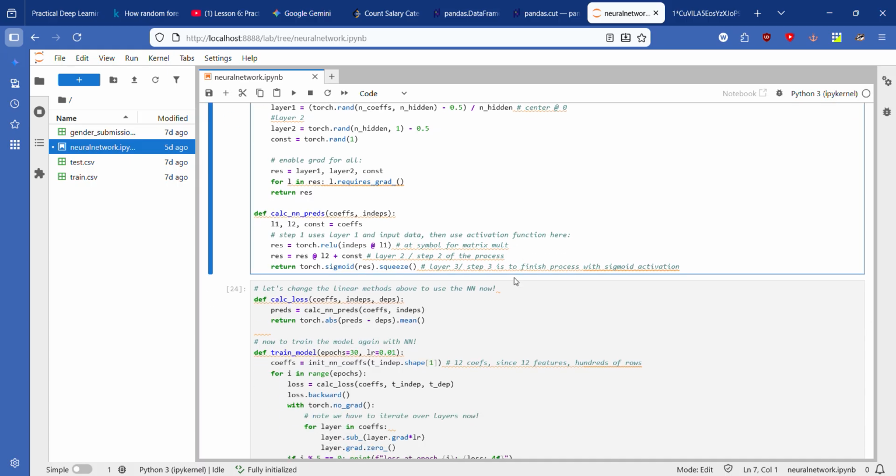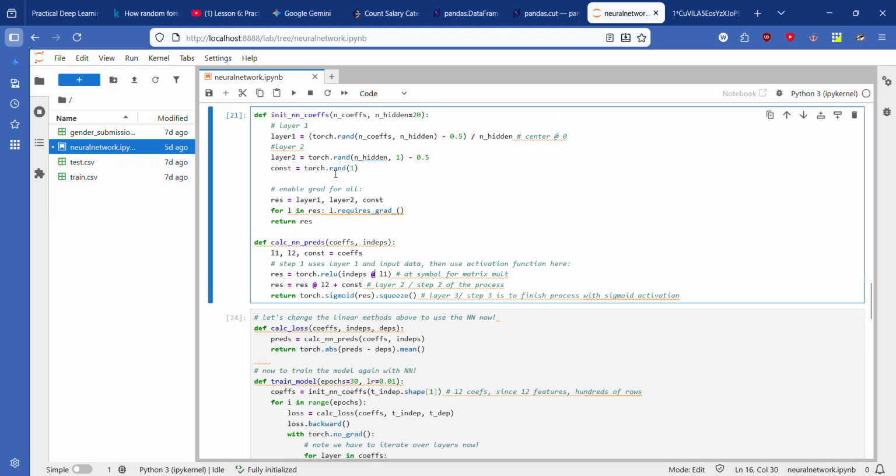So I don't want to get too much into it, but the at symbol is just shorthand for matrix multiplication. And again, this is basically just a bunch of matrix multiplication. We're taking our independents, remember how we put that in a tensor, and then we're multiplying it by the coefficients in layer one, and then again, we're multiplying that result by layer two, and then we're also adding a bias.